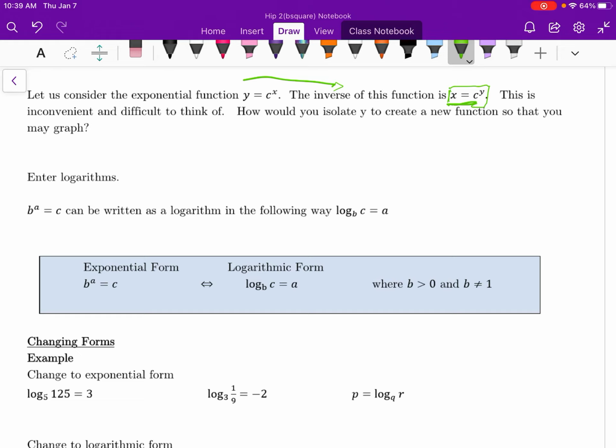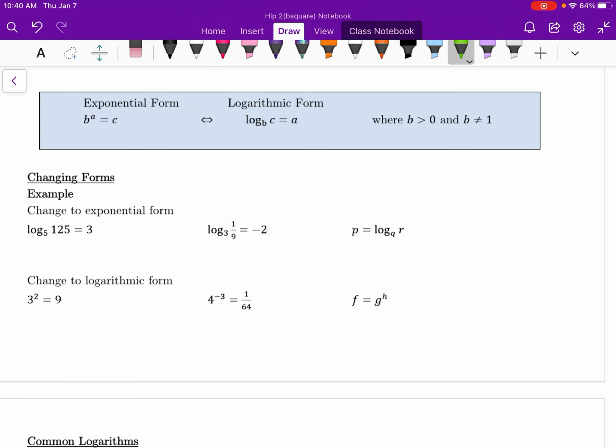So to isolate y, we're going to introduce this notion of logarithms. B to the power of a is equal to c can be written as a logarithm in the following way. Log base b of c is equal to a. Now notice, for instance, a is the exponent. So very quickly, if it's log base 10 of 100, I can ask myself, 10 to the power of what is equal to 100? Well, a would be 2 in this example.